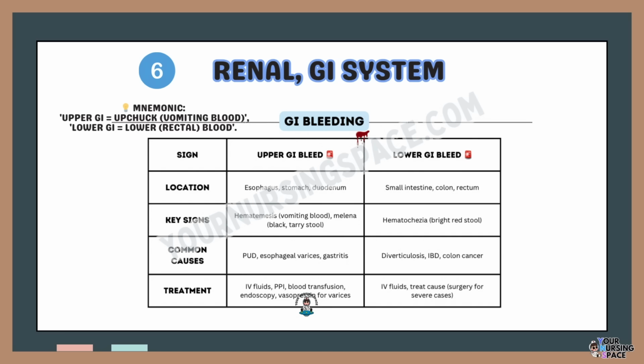A lower GI bleed is usually caused by diverticulosis, inflammatory bowel disease, or hemorrhoids, and it presents with hematochezia, which is bright red blood in stool. One easy way to remember is upper GI equals upchuck, vomiting blood, and lower GI equals lower, rectal blood.